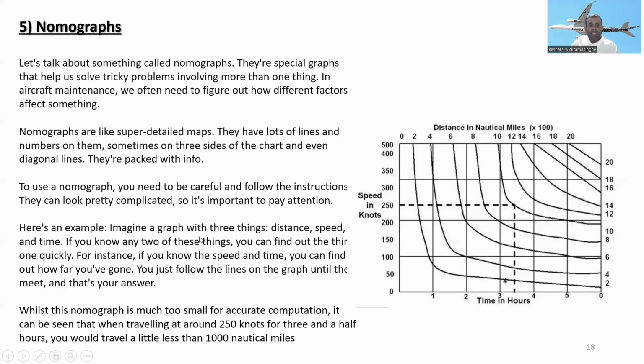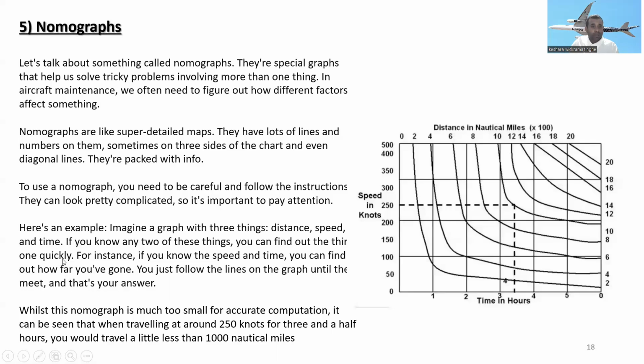So here's the example. Imagine a graph with three lines. You have 1, 2, 3 lines, right? Not three lines, but three things, like speed, distance, and time. Here is the speed, here is the time, and here is the distance. If you know any two of these things, for example the speed and the time, you can find the other one quickly. The speed is here and the time is here, and then you can see what the distance is.